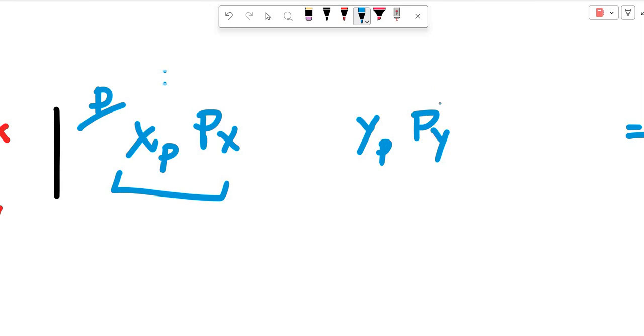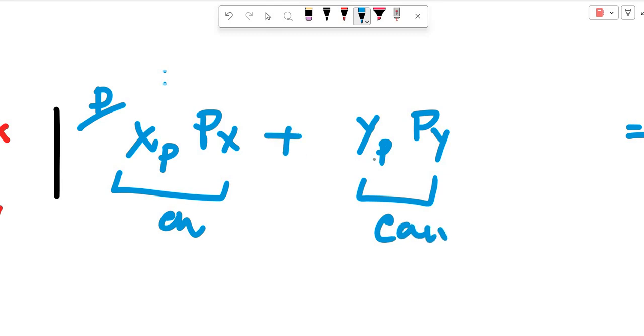So for each candy, the price is PY. So for YP candies, the price is YP into PY. This is the cost of candies. So you have the cost of chocolates and you have the cost of candies. If you add them, you have the total amount of money that you spend both on chocolates and candies, right?